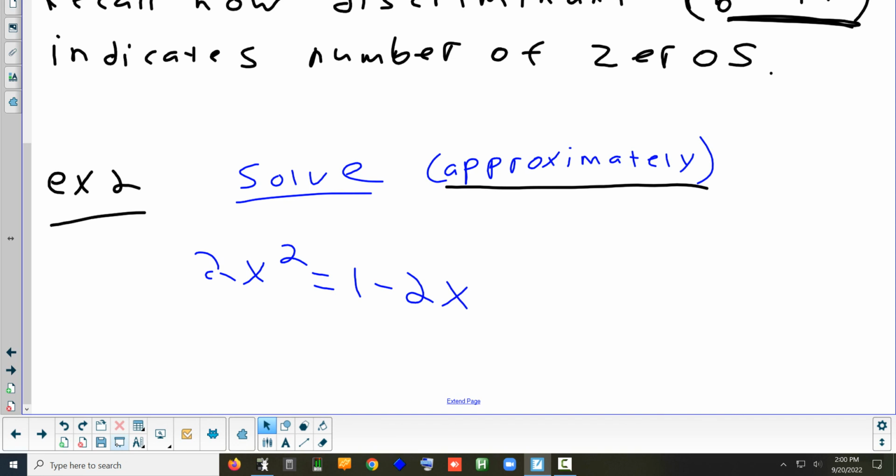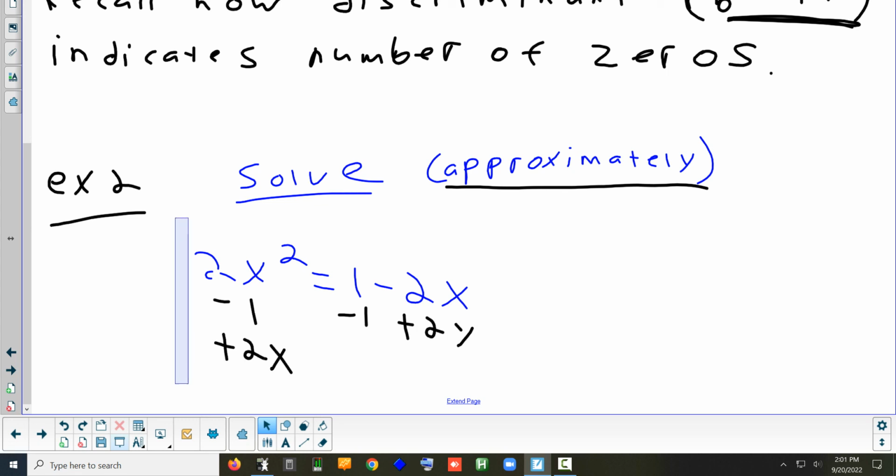First of all, we want to get it set up. When we want to solve a quadratic, what number do we always get it equal to? 0. We always get it equal to 0. So let's move everything to the left. Cameron, could you tell me, how would I move the 1 to the other side? Subtract 1 and add 2x. And how would I get the negative 2x on the other side? Add 2x. Add the 2x.